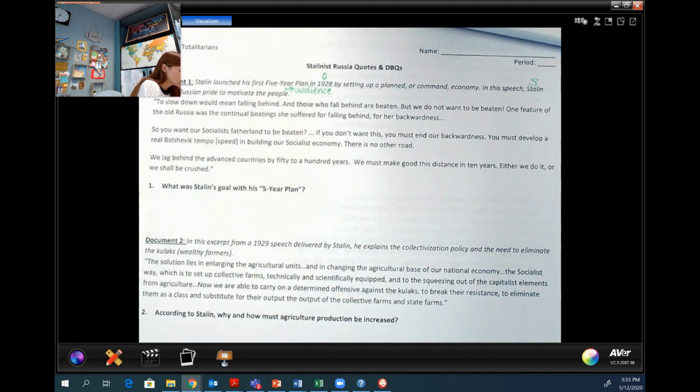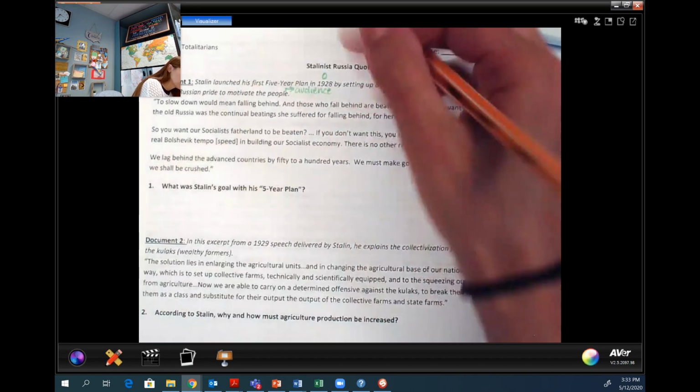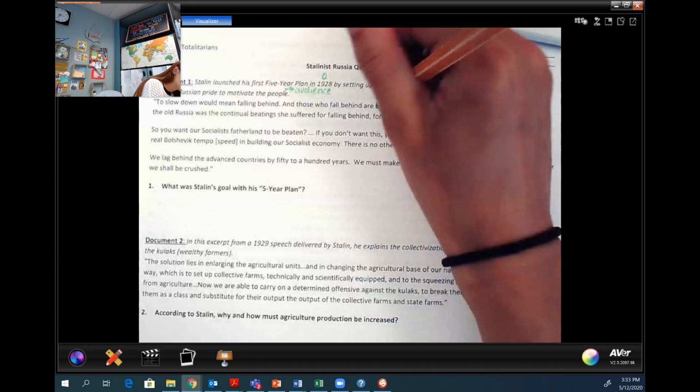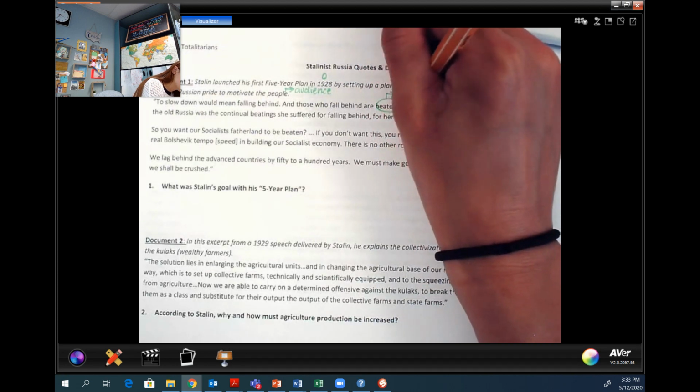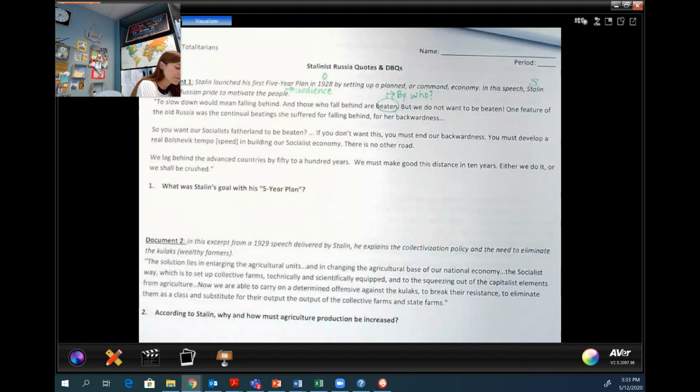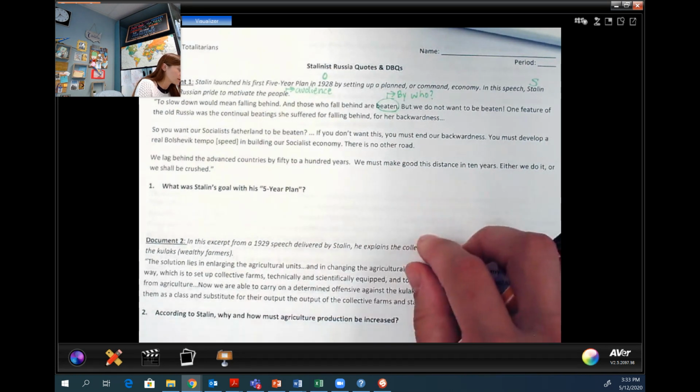To slow down would mean falling behind, and those who fall behind are beaten. I'm going to circle this, and I'm going to ask the question, by who? Who's beaten you? But we do not want to be beaten. One feature of the old Russia was the continual beatings she suffered for falling behind, for her backwardness.